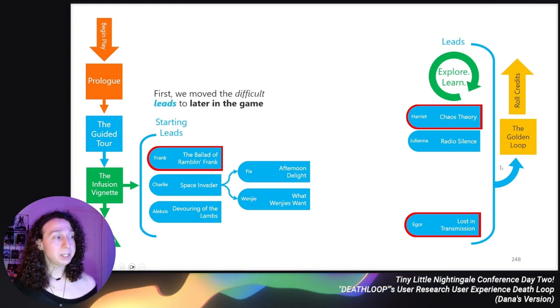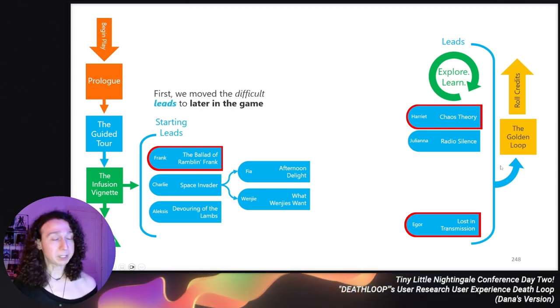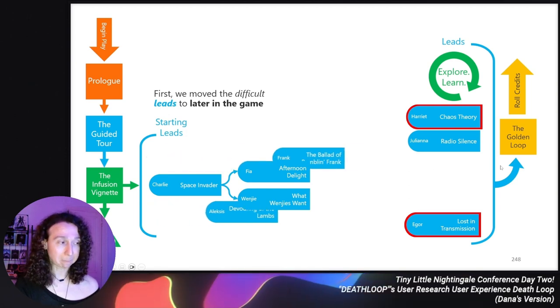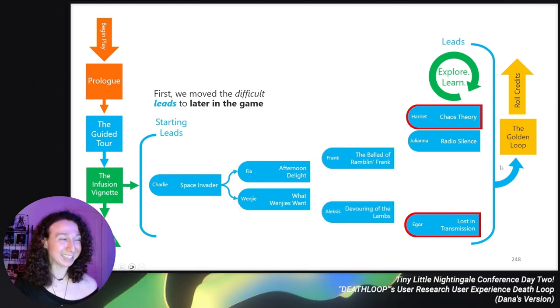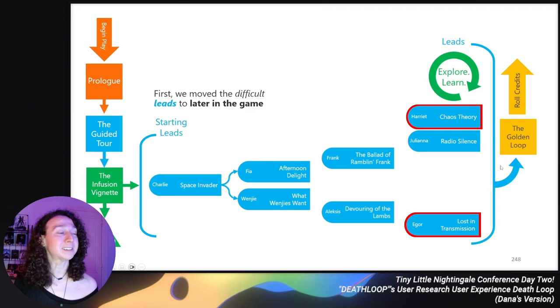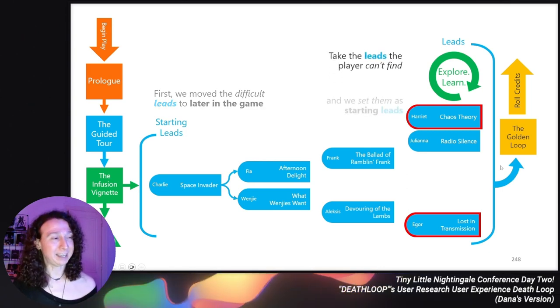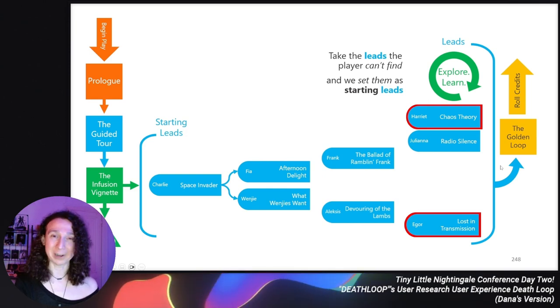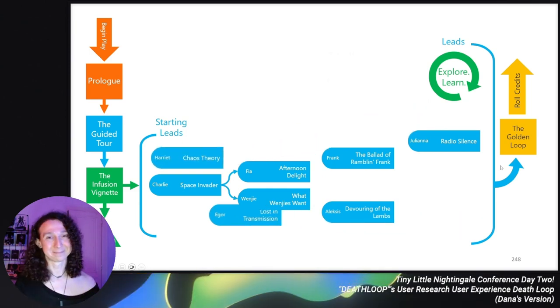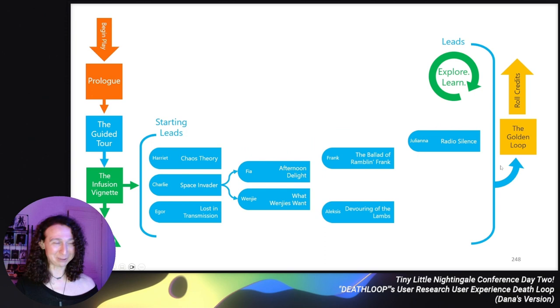First, we're going to move the difficult leads to be something the player can discover later in the game. So that's Frank and Alexis, clearly two of the hardest locations in the game. And we're going to take these two leads that the player can't find, and we're just going to make them the starting leads. There you go. Problem solved.